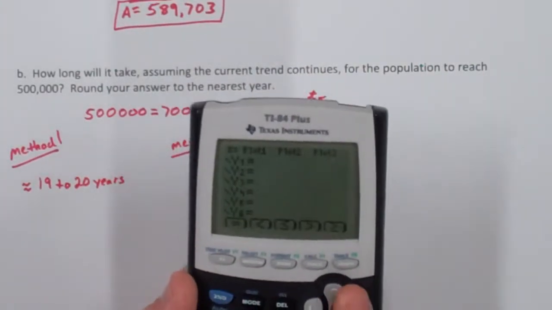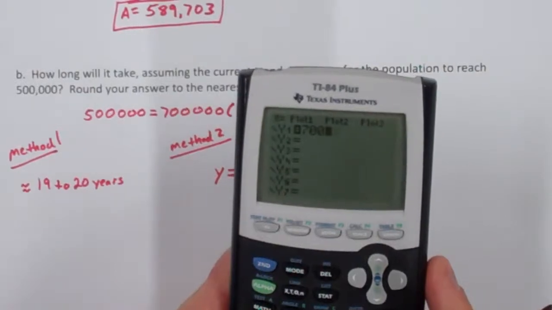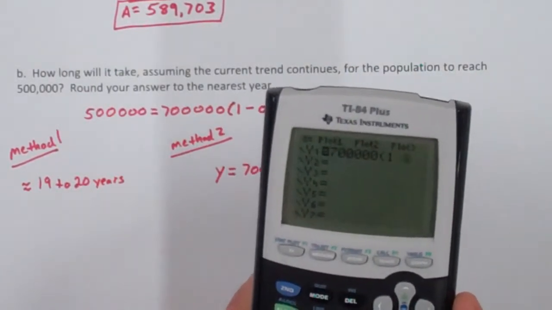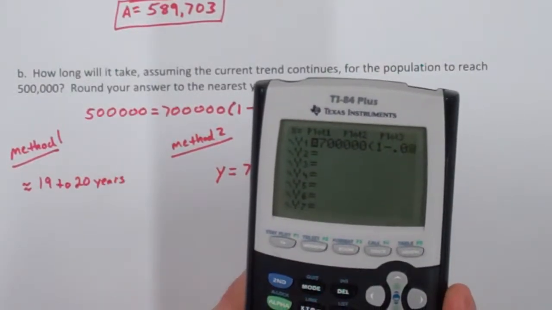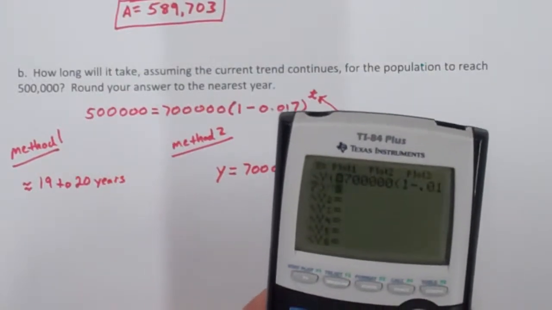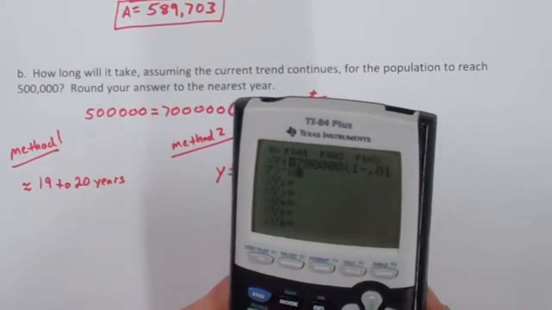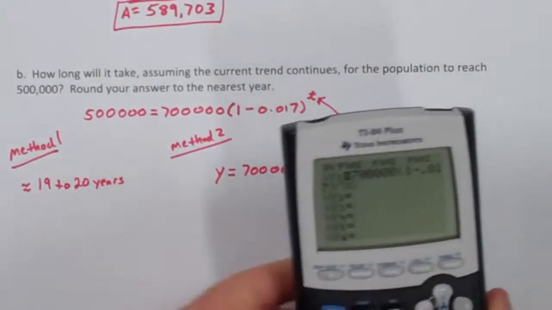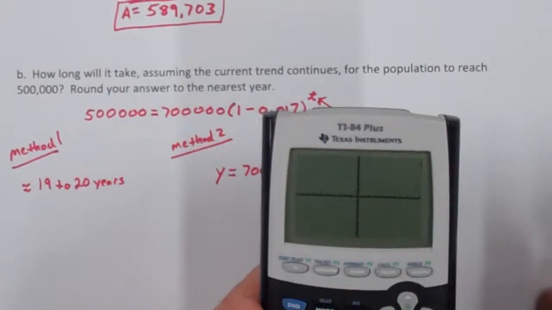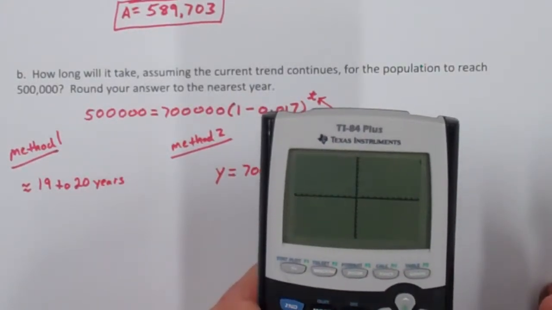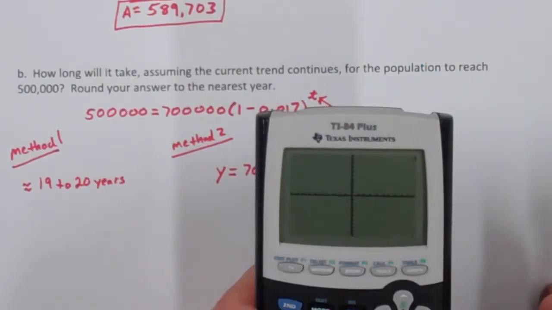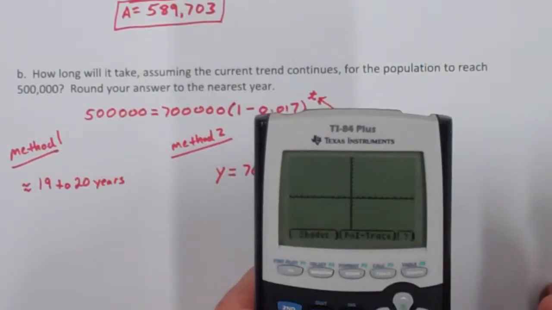So if we go to y equals, we can type in 700,000, and then we could type in 1 minus 0.017, and raise that to the x power. One of the things that you can do is just go right to zoom 6 here, and if we go right to zoom 6, we'll wait for the calculator here to catch up a little bit, but I don't think it's going to graph much. Yeah, it doesn't graph anything.